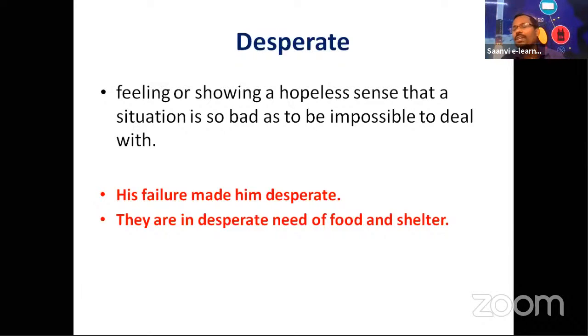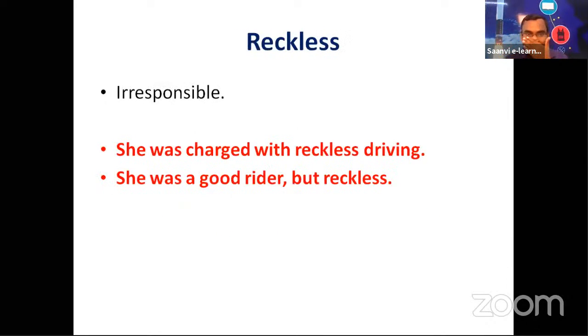His failure made him desperate. He failed in the examinations, which made him desperate. There is no hope at all now. They are in desperate need of food and shelter. So they are in a very bad situation, a hopeless situation. They urgently need food and shelter.